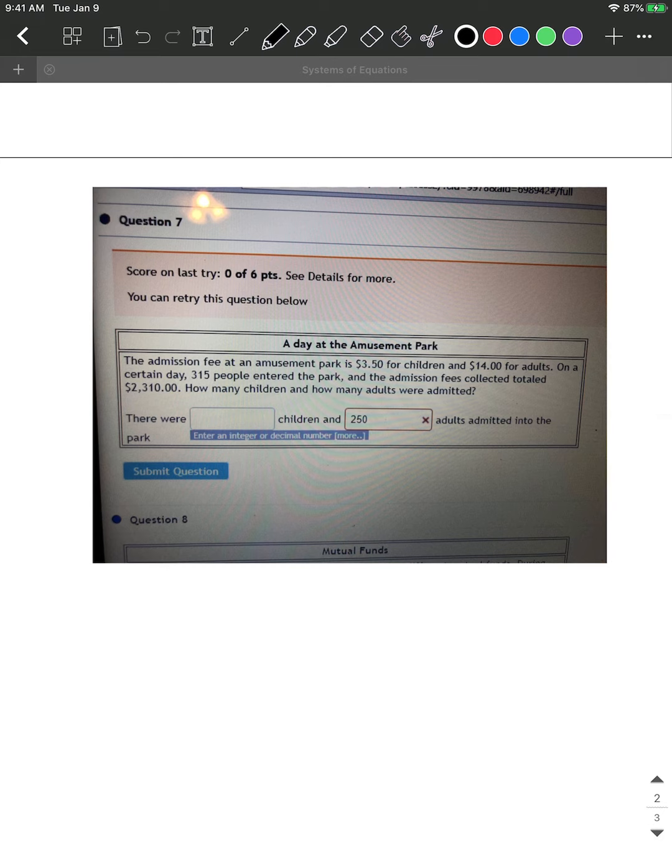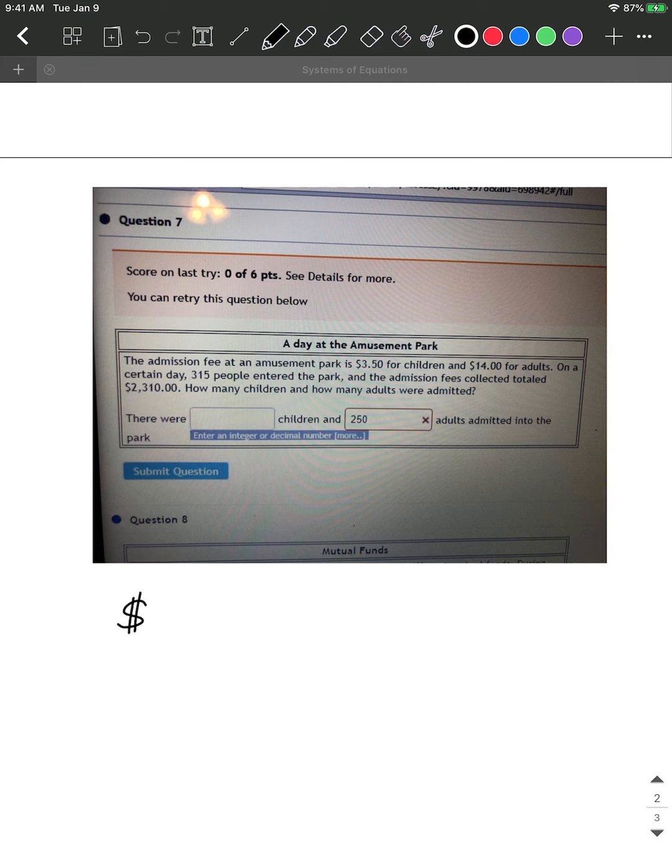So they have here: the admission fee at an amusement park is $3.50 per child and $14 for an adult. On a certain day, 315 people entered the park, and the admission fee collected a total of $2,310. How many children and how many adults were there? Here, we know it's a system of equations, because of the way the problem is worded. We're given two equations, and we're going to build the system as we work through it.